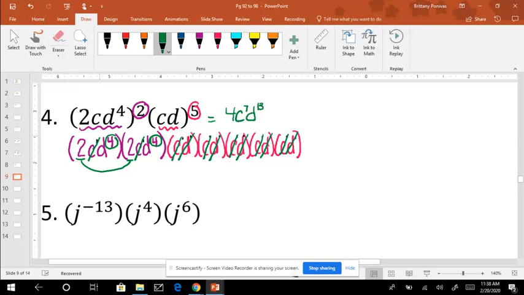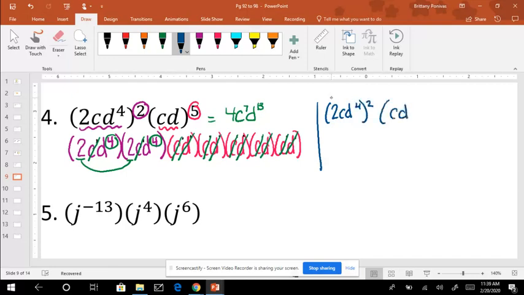That's the longer approach to this problem, so I'm also going to show you how to do it with the power rule over here to the side. So if we have 2cd to the 4th, and then that's squared, times cd to the 5th. So the power rule says if you've got a power raised to a power, you multiply them. So this 2 has a power of 1, so 1 times 2 would give me 2 squared. This c has a power of 1, so 1 times 2 is 2. D has a 4. 4 times 2 is 8.